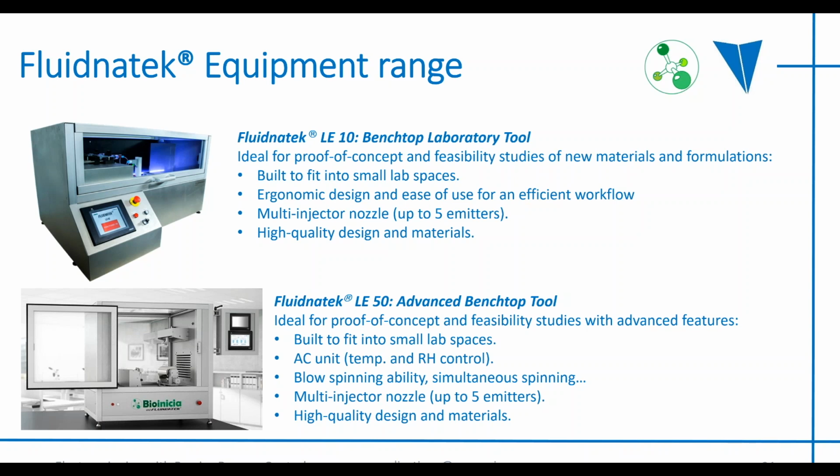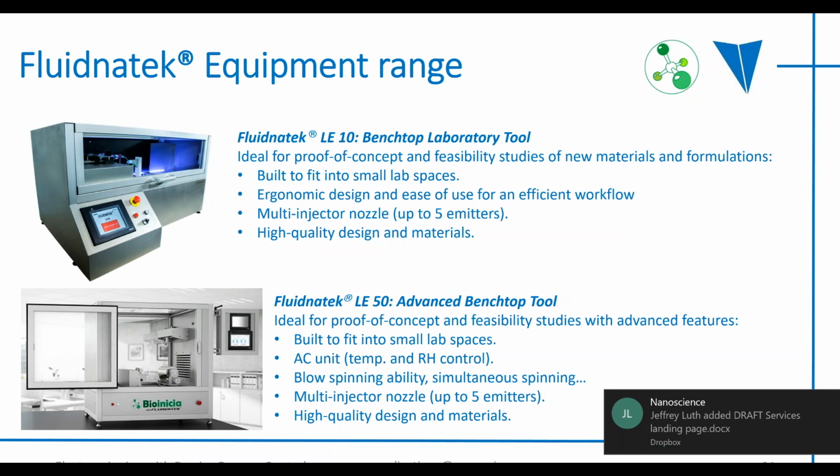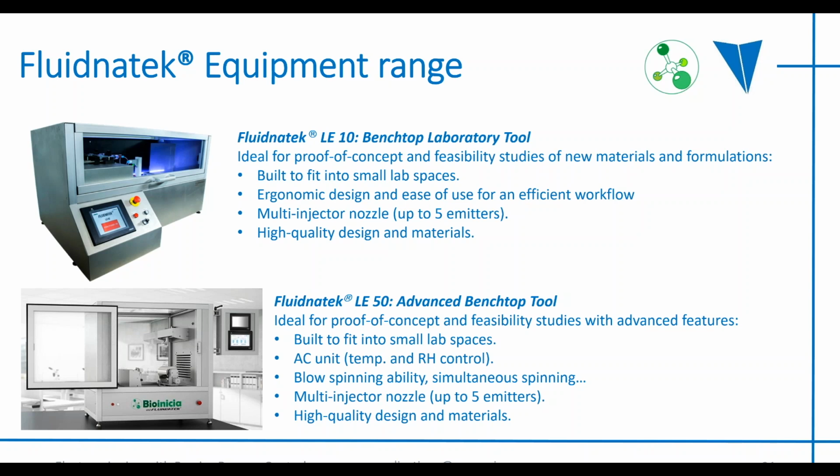The LE10 is the most basic machine that we sell. It's able to produce fibers single phase or coaxial, to collect onto stationary plate collectors or rotating collectors if you want to align fibers or produce larger sheets of uniform material about the size of A4 paper. And it's a small system. It's very simple, good for people just setting out and learning about the process and characterizing materials.